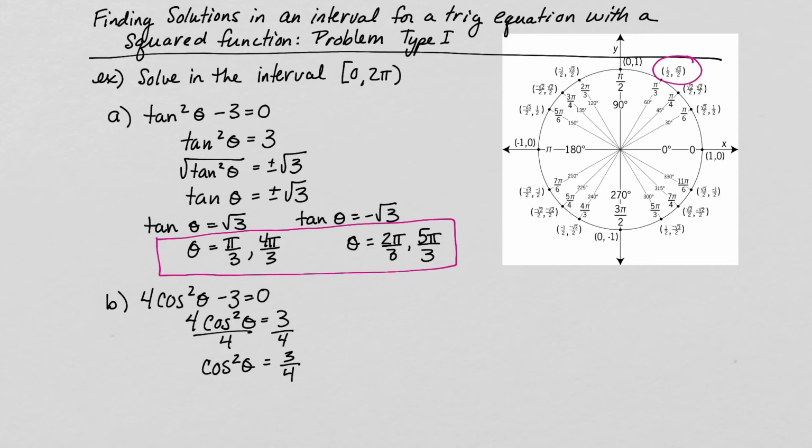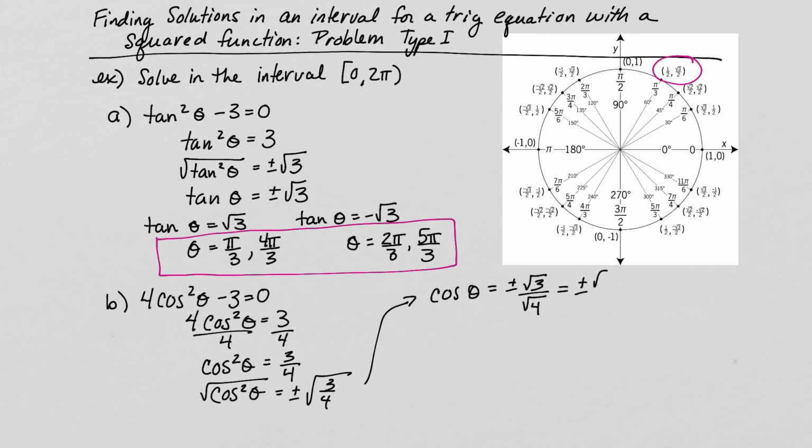Take the square root of both sides. So square root of cosine squared theta equals plus or minus the square root of 3 over 4. I'm going to come up here since I ran out of room. So we end up with the cosine of theta being equal to plus or minus square root of 3 over square root of 4, or plus or minus root 3 over 2. And so again, we have to look for where the cosine of theta is equal to positive root 3 over 2, and where the cosine of theta is equal to negative root 3 over 2.